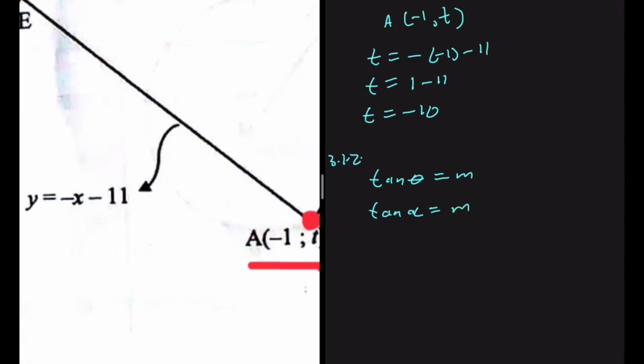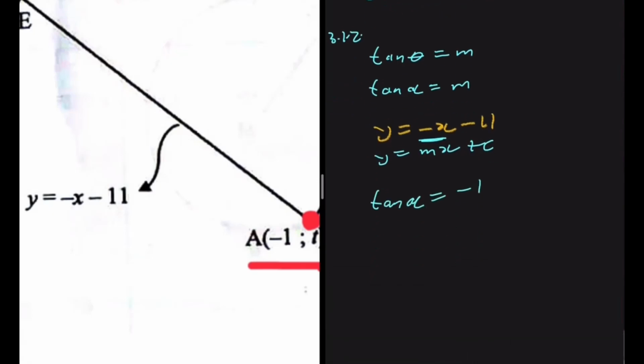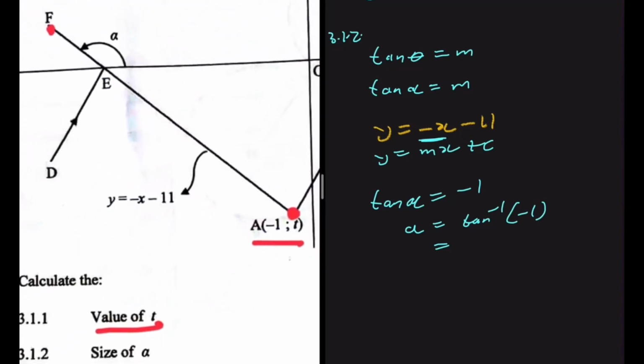We know that we have y is equal to minus x minus 11. And then the general form of a straight line is y is equal to mx plus c. So it's easy to see that our gradient is minus 1, the coefficient of x. So we're going to have tan of alpha being equal to minus 1. So alpha is equal to tan inverse of minus 1. Right. So now it's just a matter of putting that in my calculator so that I can see what I get. So I'm getting minus 45.